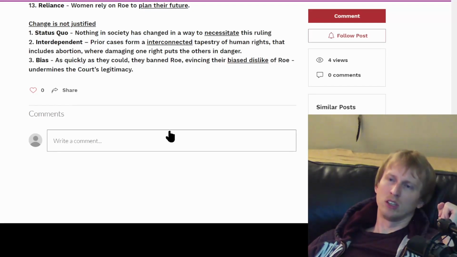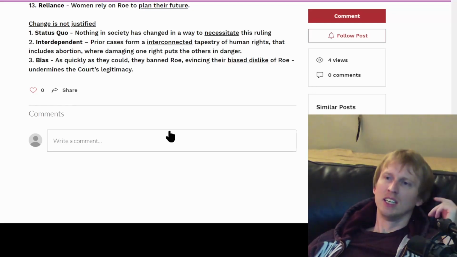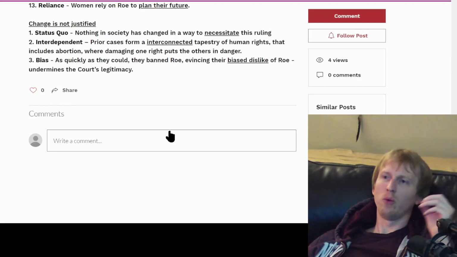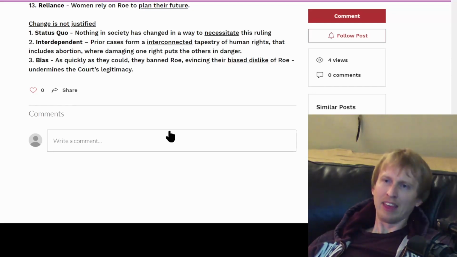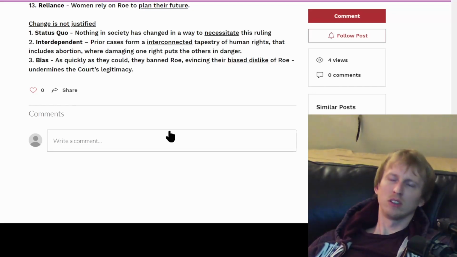The next argument is bias. The three Supreme Court justices are arguing that as quickly as they could, these six conservative Supreme Court justices banned Roe versus Wade. They did it as quickly as they could, which is evidence that they dislike Roe versus Wade. They apparently prioritized an attack on Roe versus Wade without justification. And that exposes their bias. It exposes that these Supreme Court justices are not acting in good faith. They're acting with some sort of antipathy, some sort of bias.